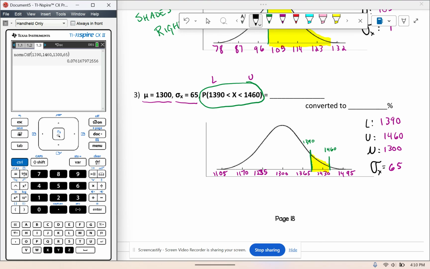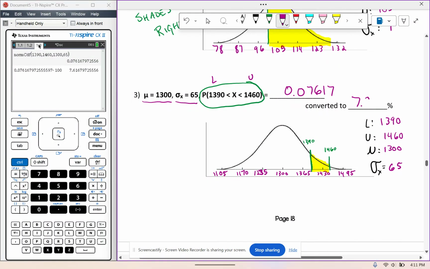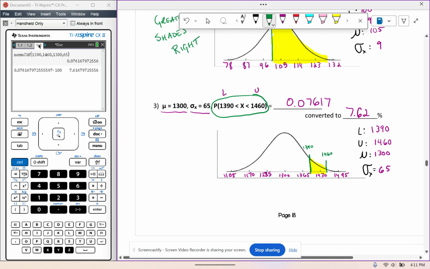When you do that, be careful on this one. I'm going to get 0.0761, we'll say 7. When I times that by 100, I'm going to get 7.62%. So here's an example of shading in between.